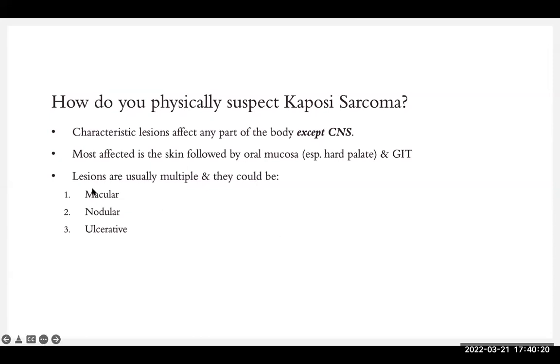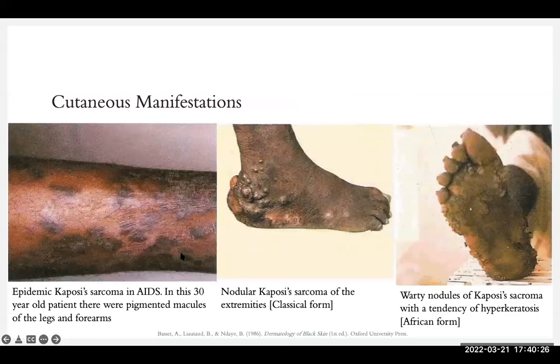So we have these lesions could be macular. We talked about what a macule is. Could be nodular, and it could ulcerate. All right. So what we are seeing here are those lesions that we're talking about. Here we have this epidemic Kaposi sarcoma in AIDS.